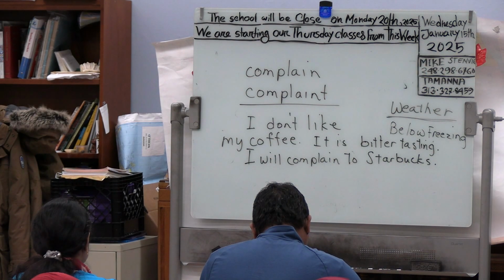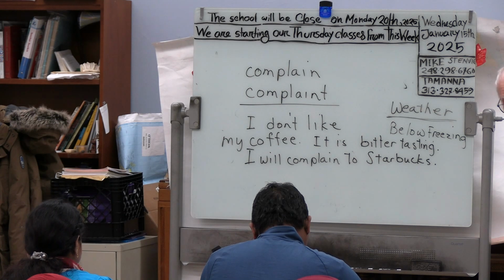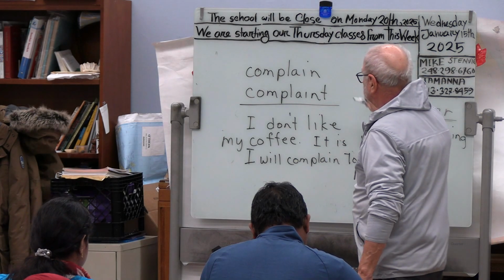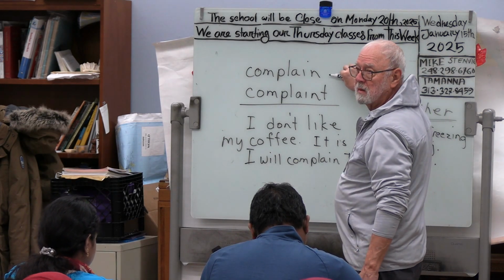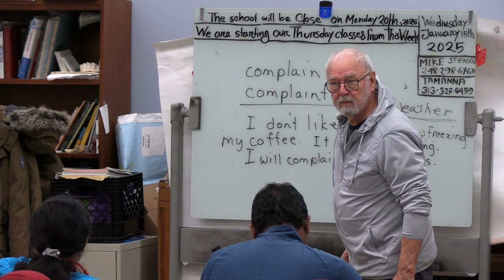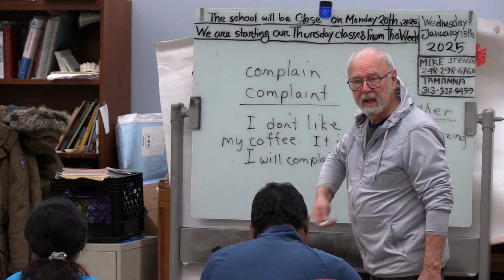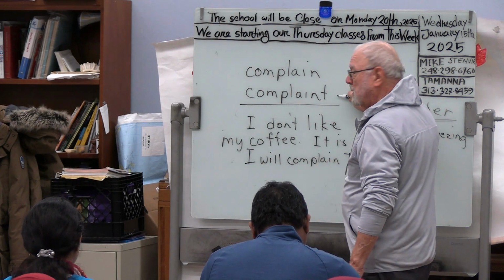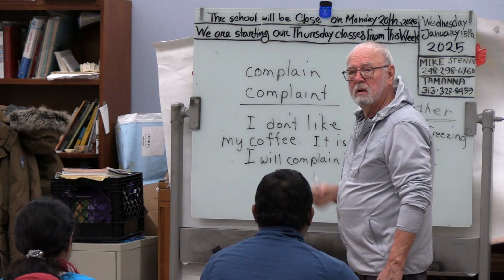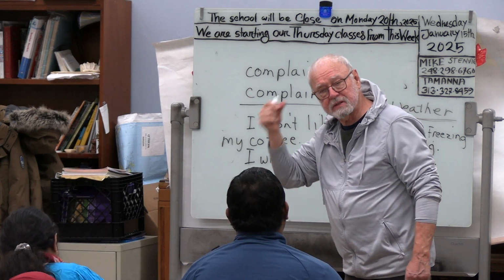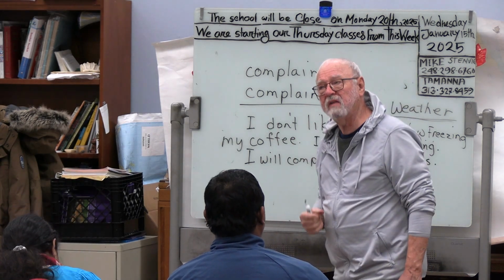Let's take a look here. Word for today: complain. Complain is an action, a verb. Complaint is the thing, the noun. I have a complaint.